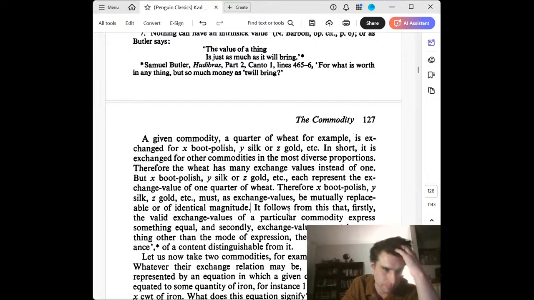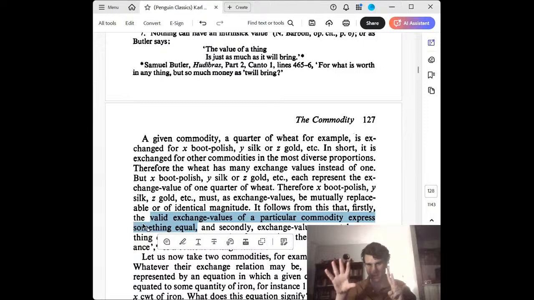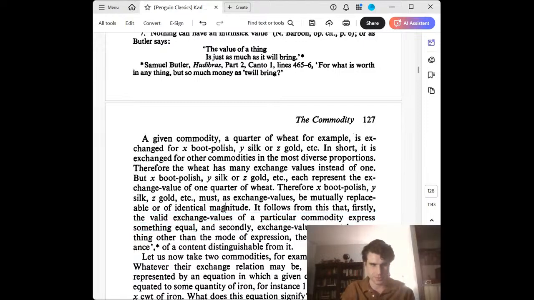So, first, valid exchange values, so valid here meaning that you're not cheating, of a particular commodity express something equal. So, for an exchange to be fair, something equal must be expressed in the 2 boots and in the 1,000 pencils.